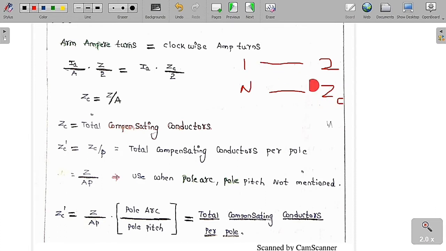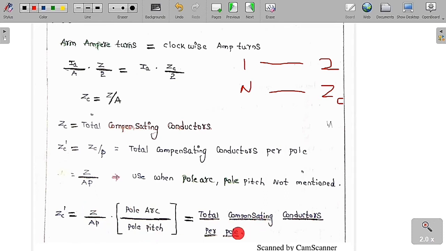So if you do the simplification, we are going to get ZC by 2. Therefore ZC is equal to Z by A. ZC is called total compensating conductors. So ZC dash is equal to ZC by P, which is total compensating conductors per pole. If ZC is equal to Z by A, then Z by A into P is used when pole arc and pole pitch is not mentioned. Otherwise, ZC dash is equal to Z by AP into pole arc by pole pitch.